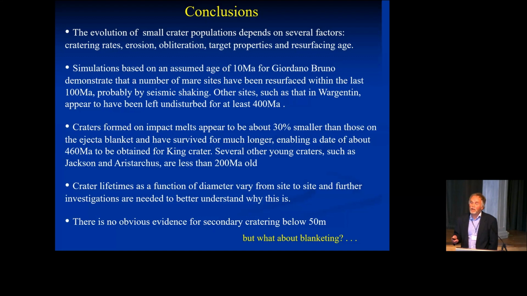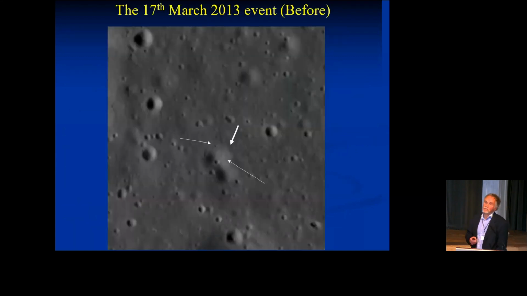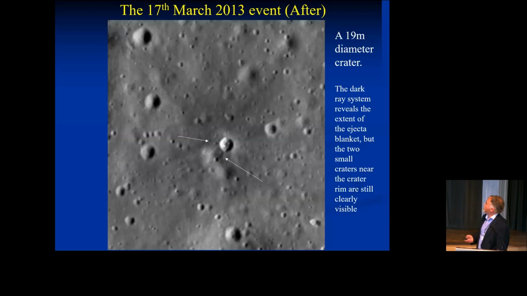I'll just show you a couple more slides. This is to do with blanketing. I mentioned blanketing before. This is the site of an impact that occurred in 2013, an asteroid impact, which created a 19-meter diameter crater. If you look carefully at those two arrows, I don't know if you'll be able to see it, they're pointing to two very small craters. After the impact, a much better picture really, that's the impact. And those two small craters are just outside the rim, but they're still there.